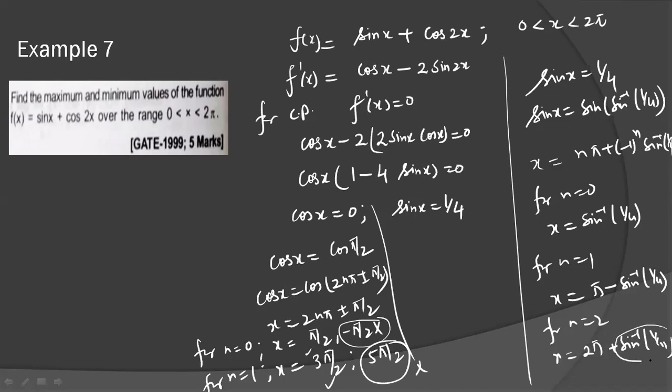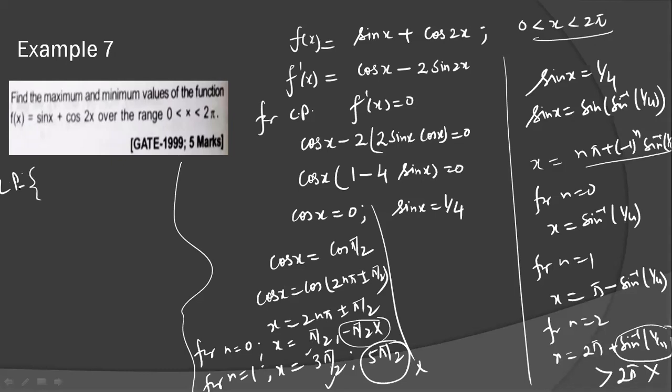And this is an acute angle, so it will be greater than 2 pi. It is outside the domain, and you cannot take negative values, but the interval is 0 to 2 pi only. So you have 4 critical points here: pi by 2, 3 pi by 2, sine inverse 1 by 4, and pi minus sine inverse 1 by 4.